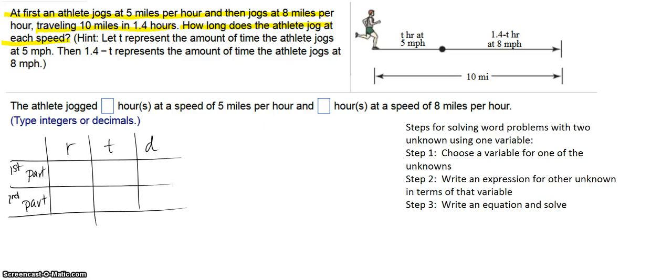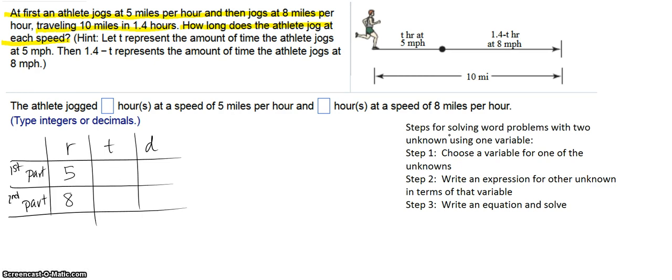To solve this, I'm going to start with a chart using the formula distance equals rate times time. I'm going to put the rate and the time in my first two columns and the distance in the last. To fill out the rate, we know that the jogger jogs the first part at 5 miles per hour. And the rate of the second part, I know that the rate would be 8. The jogger jogs at 8 miles per hour. The times, well, that's what we're looking for. So those are our unknowns.